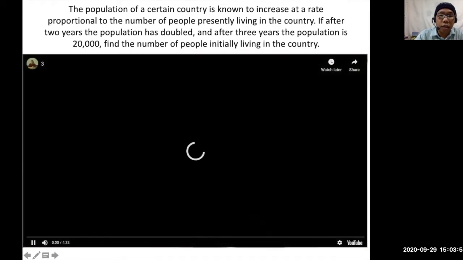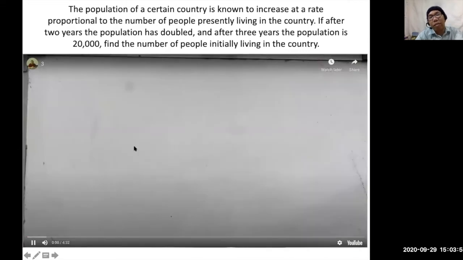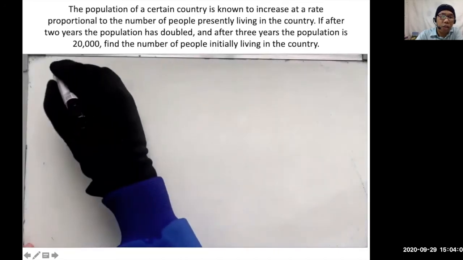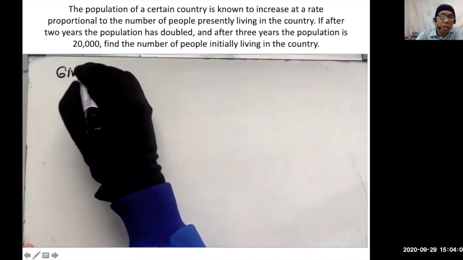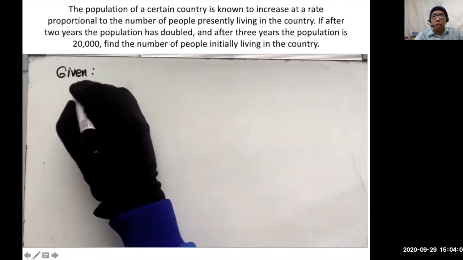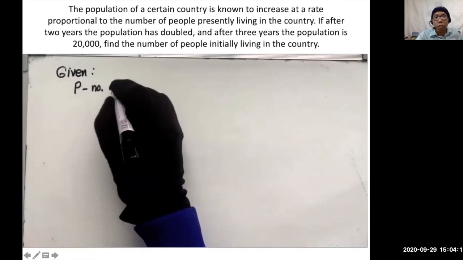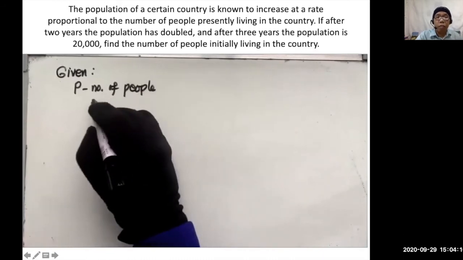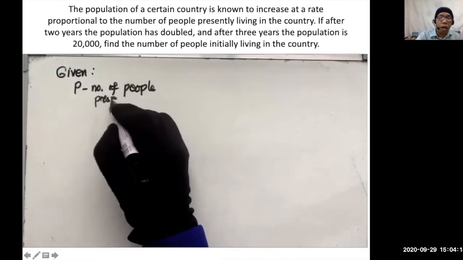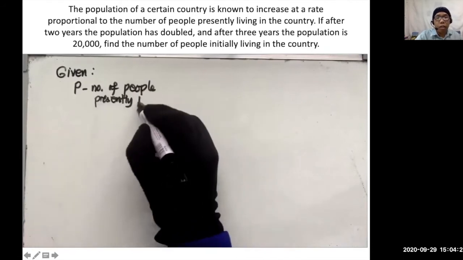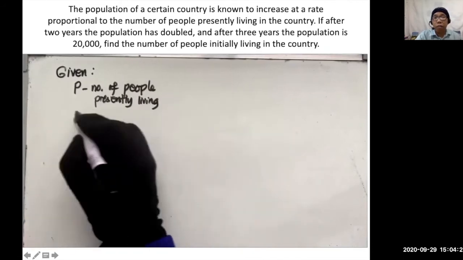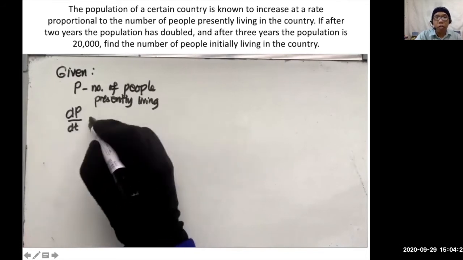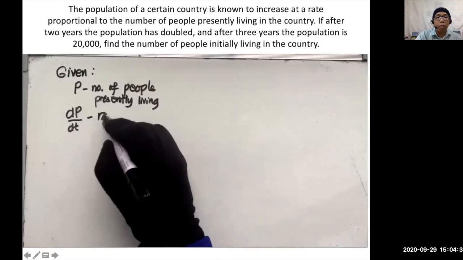Firstly, you have to write the given. We represent the population by letter P, P being the number of people presently living in the country, and you have dP over dt as the rate of increase or the rate of growth of the number of people in the country.